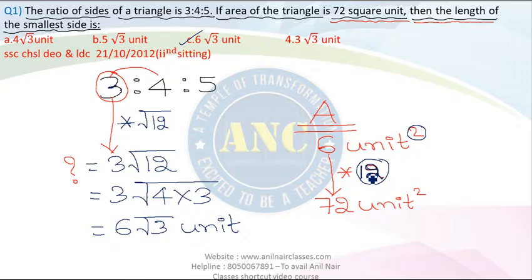Sir, I am understanding whatever I am trying to say. Here it is unit square which is multiplied by 12, but length should be in unit, so it should be multiplied by root 12. Correct, right sir? Definitely, that is the right usage.